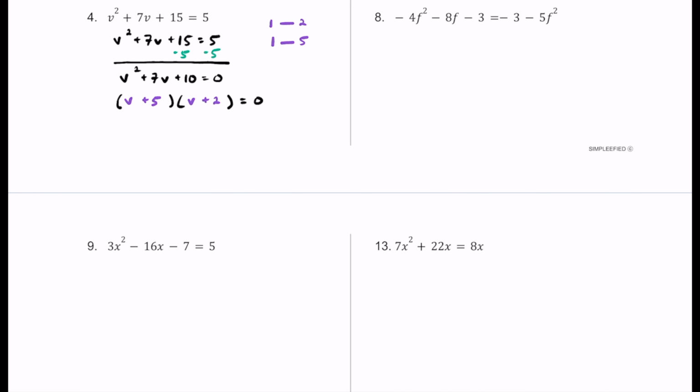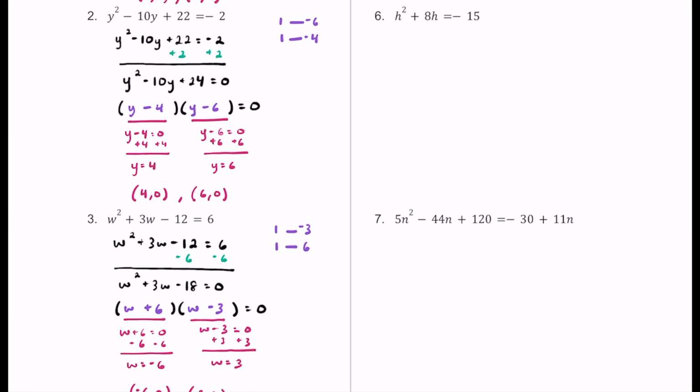Now let's see what makes these equal 0. For this one, v plus 5 equals 0. If you take away 5, then if v was equal to -5, that would be one solution. And for this one over here, v plus 2 equals 0. You can take away 2, take away 2. Then if v was equal to -2, that would be a solution. So our two solutions, or x-intercepts, would be -5, 0 and -2, 0. Those would be the two solutions.